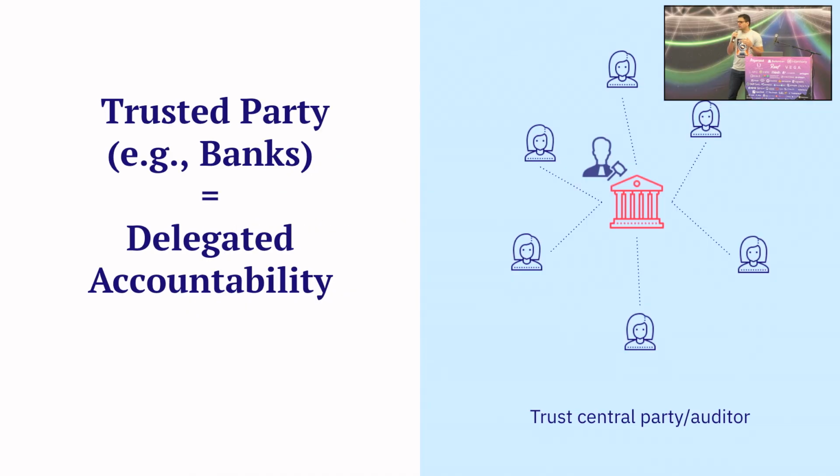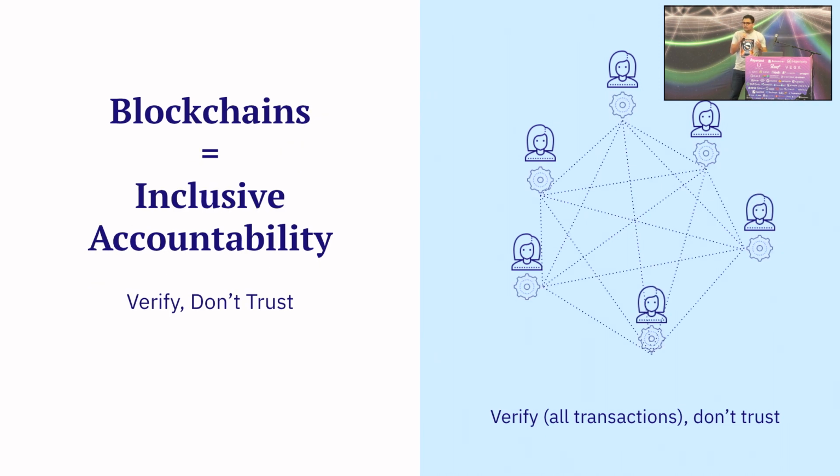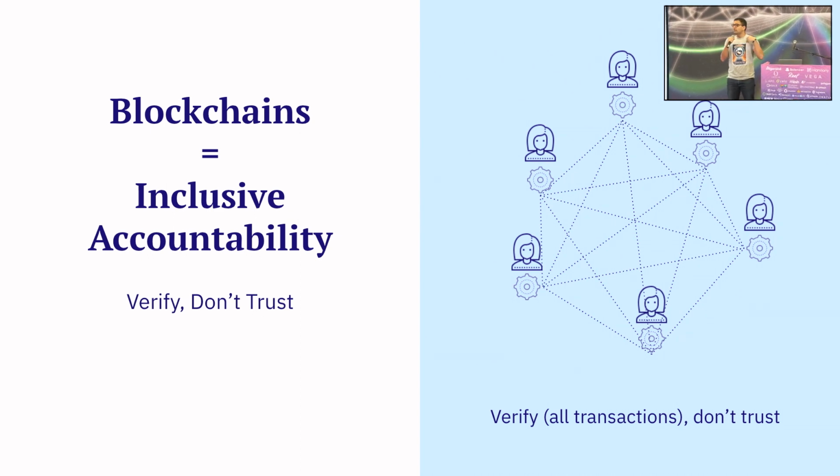The reason is that when you look at traditional finance, you are not working in the same framework of trust as when you're working on blockchain. With traditional finance, you work in a delegated accountability model, meaning you trust a centralized entity or a set of centralized entities to do things properly. On the other hand, blockchain is inclusive accountability, meaning don't trust, verify, where anyone can join, and any member of the network can verify that everything that happened is correct.